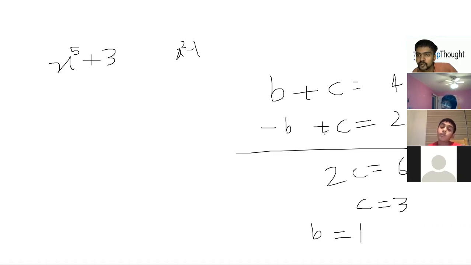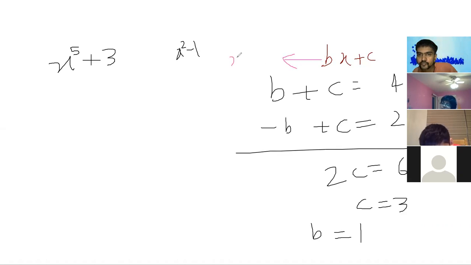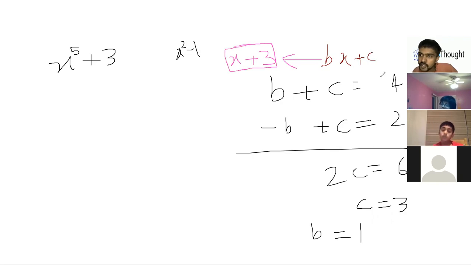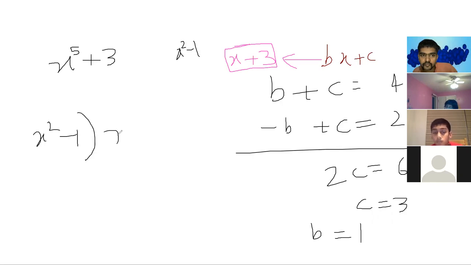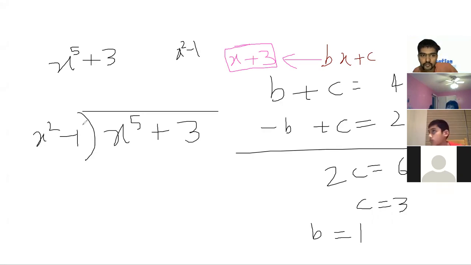B is 1. And what did you say the remainder was? Bx plus c. B is equal to 1, c is equal to 3. So how much is bx plus c? X plus 3. So how did we hunt down the remainder? We said it is some bx plus c, and then we hunted it down by trying to get rid of as much of the equation as possible.